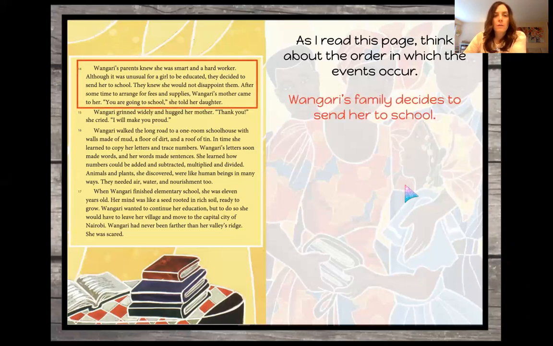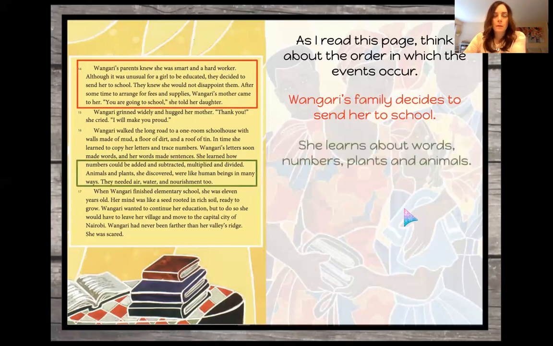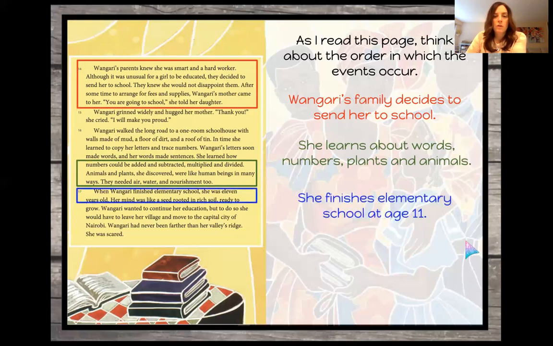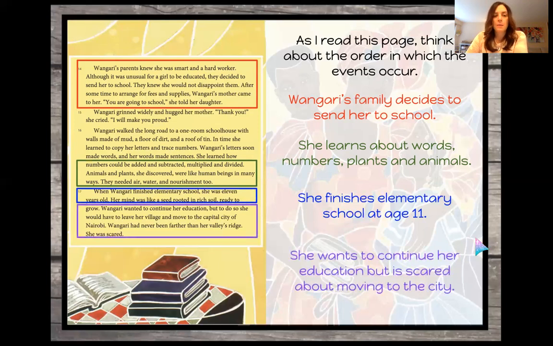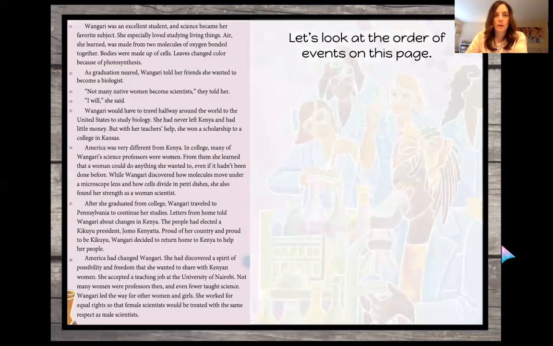In the first paragraph, we learn that Wangari's family decides to send her to school. And as we keep reading, we learn that she learns about words, numbers, plants, and animals. And eventually she finishes elementary school at age 11. And then the last bit of information on this page is that she wants to continue her education, but she's scared about moving to the city. Now let's see how the order of events is portrayed on this page.